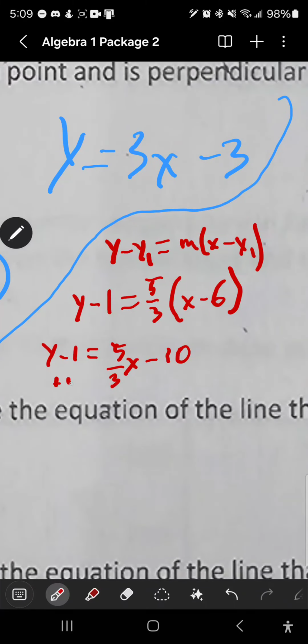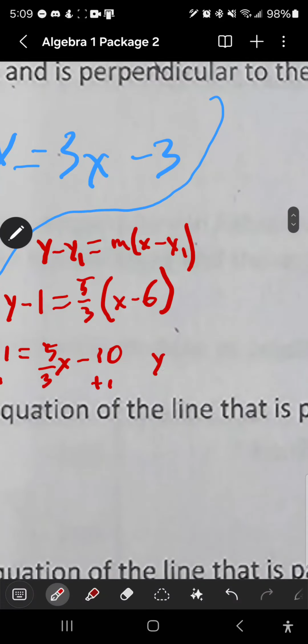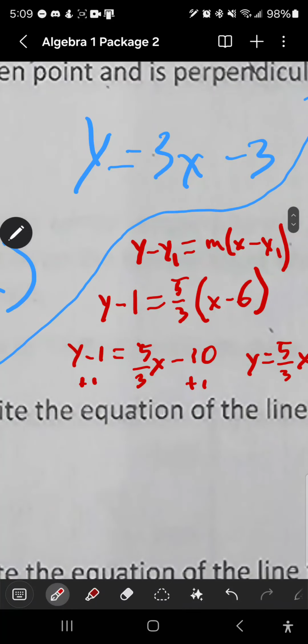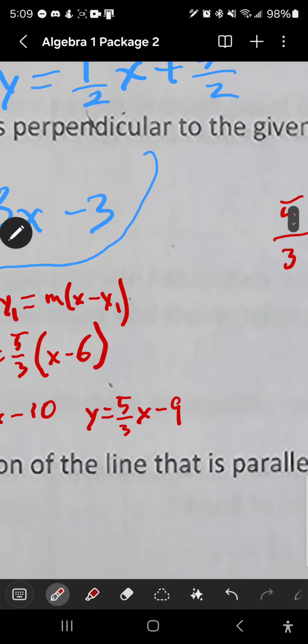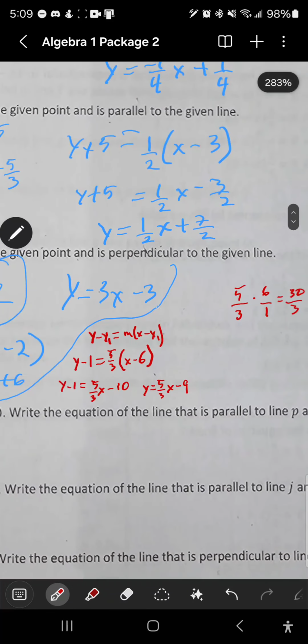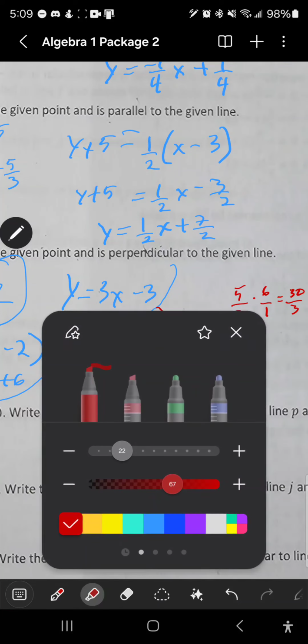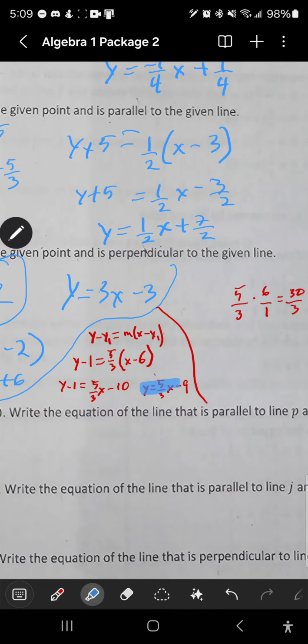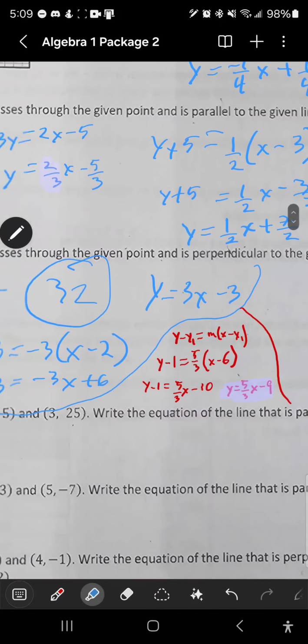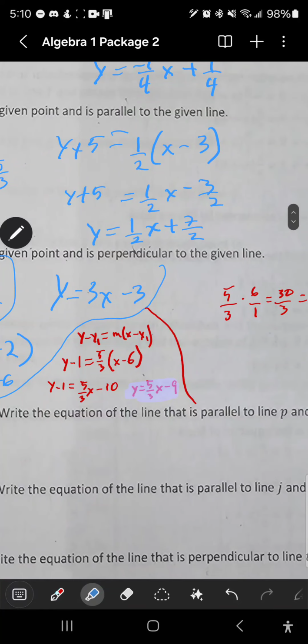Now we add 1 to both sides, and we get that y equals 5 over 3 x minus 9, because negative 10 plus 1 is minus 9, and this is our answer for 33.